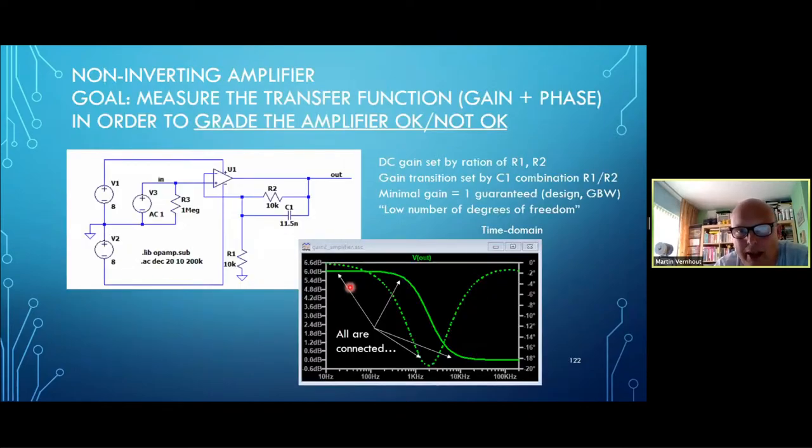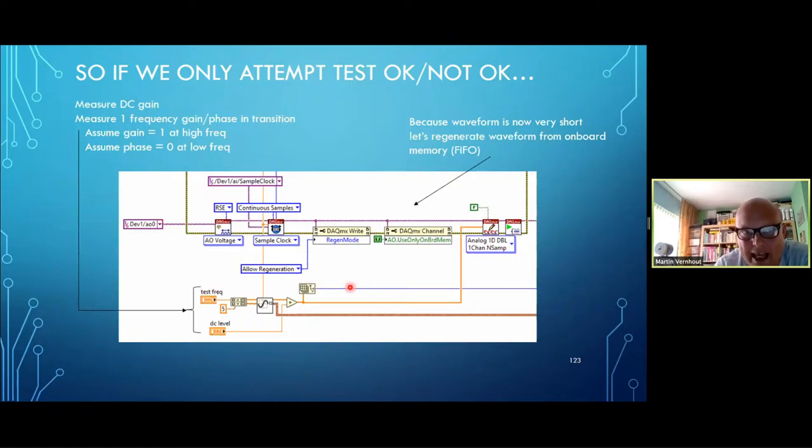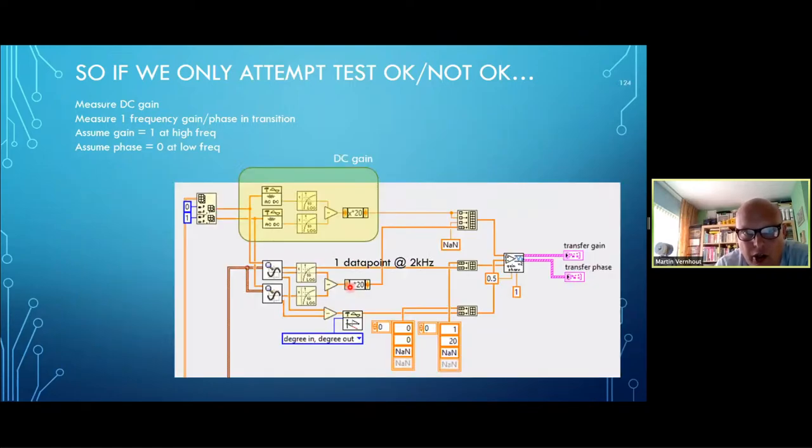For example, if you don't want to measure the transfer function, but just grade the amplifier to be okay or not okay, the gain was set by the ratio of two resistors. The gain transition, the frequency dependent behavior, was linked to the resistors and the value of capacitor C1. You know that this type of amplifier has always a minimum gain of one, guaranteed by the design. And actually, it has a low number of degrees of freedom. So why not do one frequency and a little bit of DC?